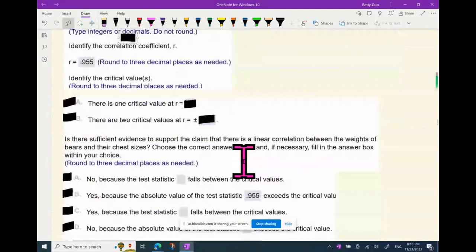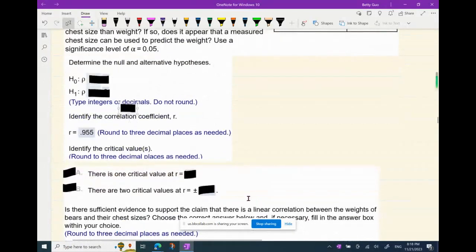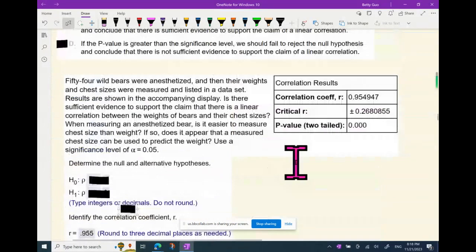Critical value. We would have to use the table to find the critical value. Where's the table? Well, we need to remember the sample size. Sample size is 54. Significance level alpha is 5%.